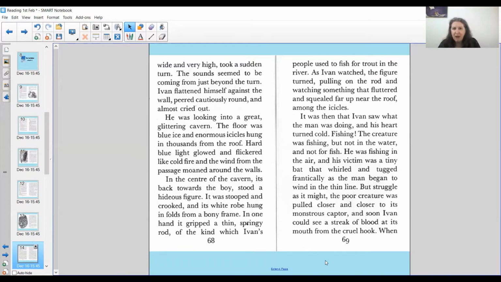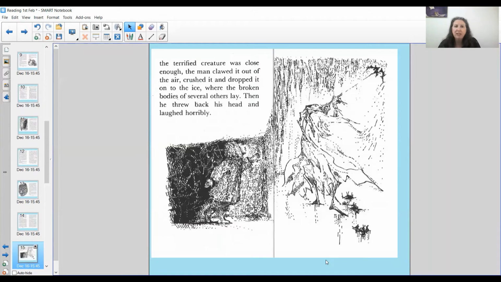But struggle as it might, the poor creature was pulled closer and closer to its monstrous captor, and soon Ivan could see a streak of blood at its mouth from the cruel hook. When the terrified creature was close enough, the man clawed it out of the air, crushed it, and dropped it on the ice, where the broken bodies of several others lay. Then he threw back his head and laughed horribly.